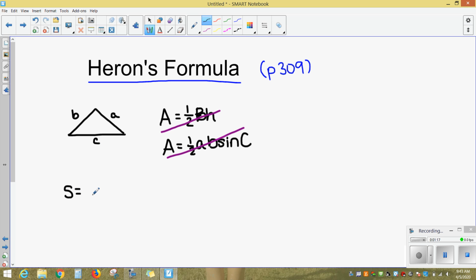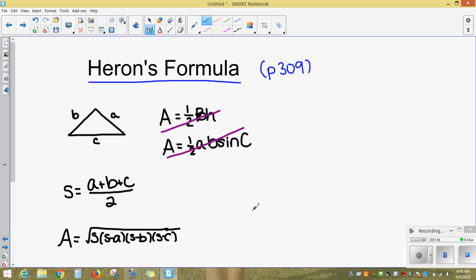So if we know the three sides, we can let S be the value that's half the perimeter, or we could call it the semi-perimeter. And then the area of that triangle ends up being a mess: S times S minus A times S minus B times S minus C. The square root of that product is the area.